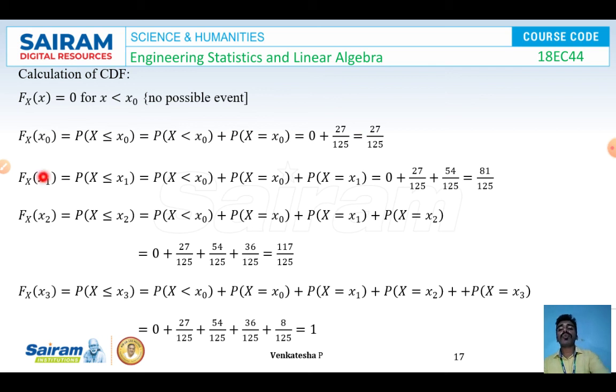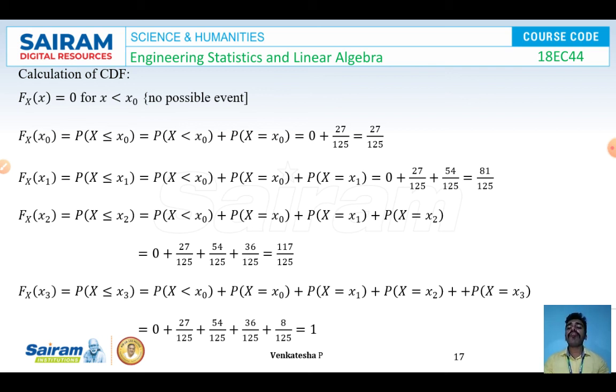So next is fx of x1. So I'm going to include the values P of x less than or equal to x1. It means P of x less than x naught, P of x equal to x naught and P of x equal to x1. So we are going to include that here. So it will be equal to 0 plus 27 by 125 plus 54 by 125, which is equal to 81 by 125.